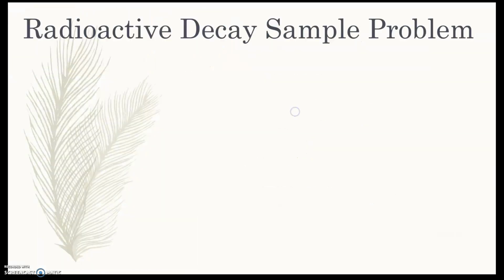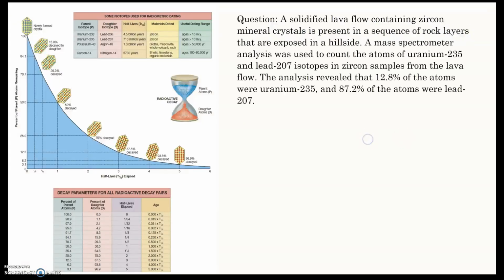Let's say that we've got a solidified lava flow, and zircon mineral crystals were present in a sequence of rock layers. You take a sample of these zircon crystals and you count up the atoms of uranium-235 and lead-207 isotopes, and you find that 12.8% of the atoms were uranium-235 and 87.2% of them were lead-207. We can answer a few different things for this. Ideally, what we want to know is what was the age of the sample. First of all, we have to identify which decay pair we're dealing with.